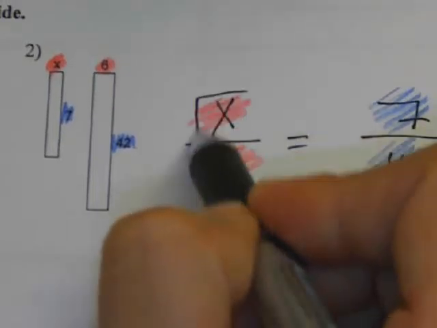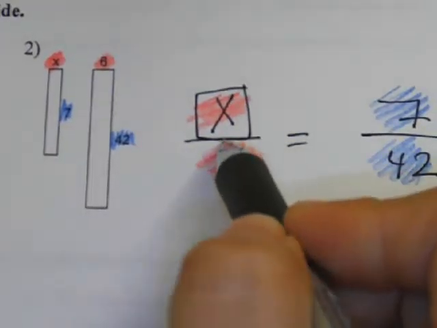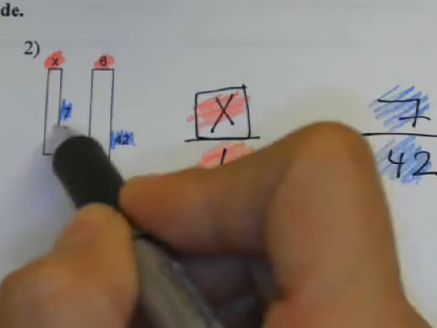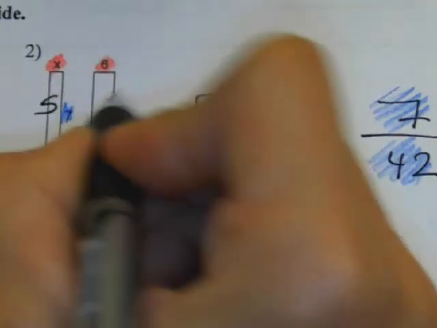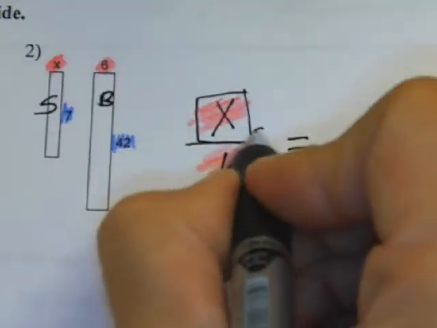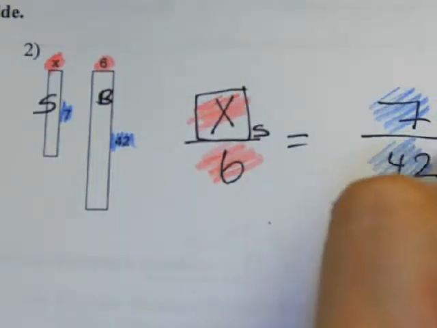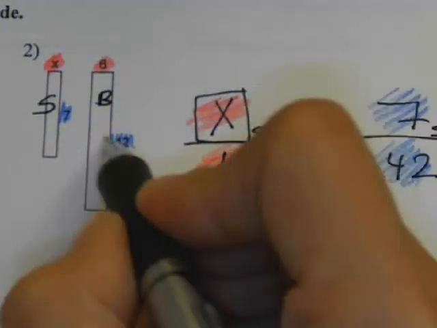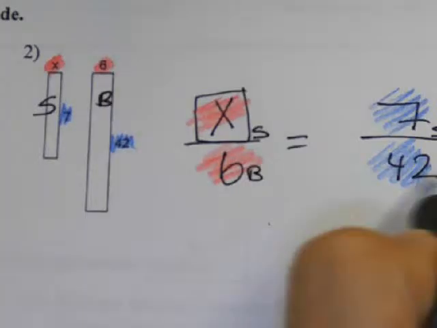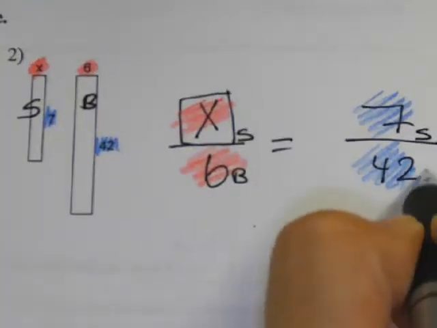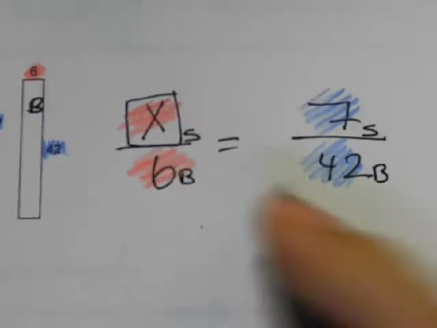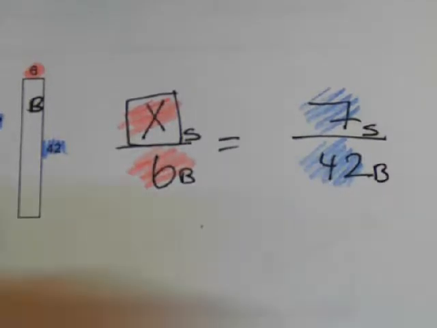So this one is your X. Does it come from the small one or the big one? The small one, right? And this one's the big one. So the X comes from the small one. So the 7 comes from the small one. The 6 comes from the big one. So the 42 comes from the big rectangle. So small, big. You can go big on top, small on the bottom. That's okay too.